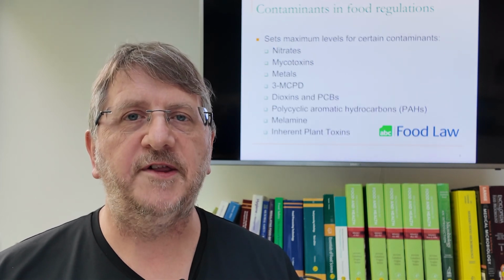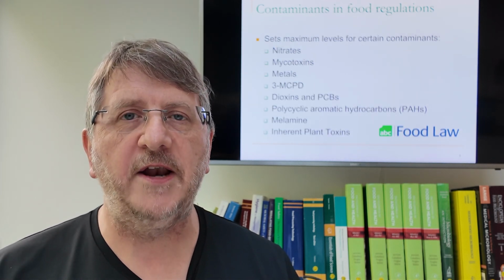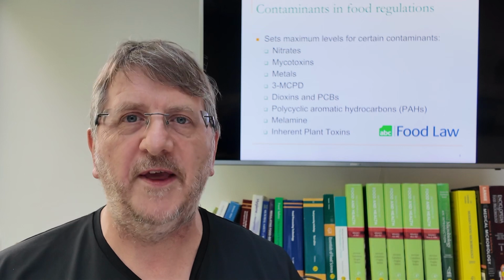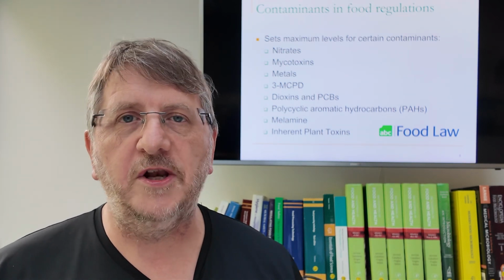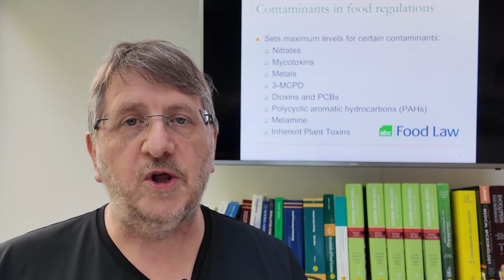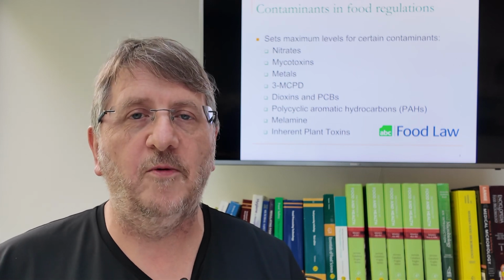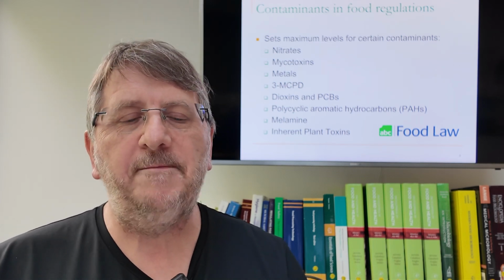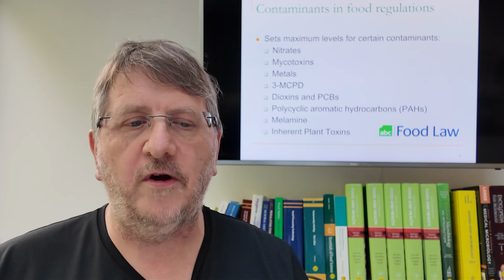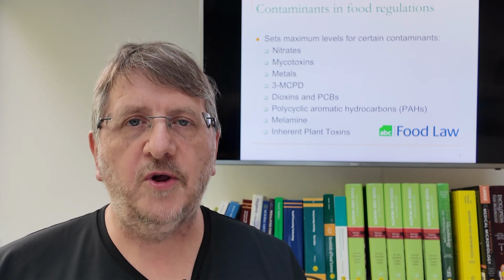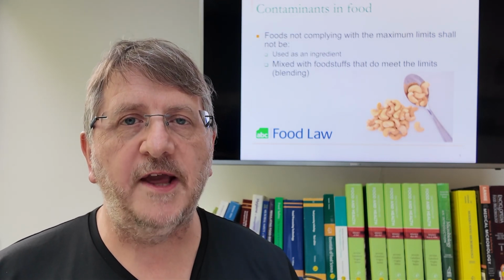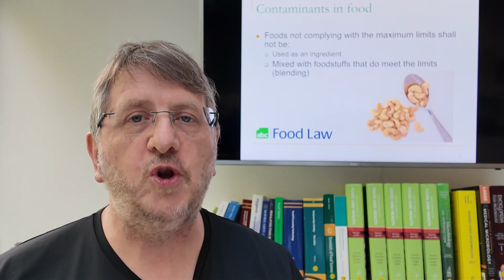What sorts of standards are set? In the regulations, we have set standards on things like nitrates, which is an agricultural contaminant. Nitrates might be present in things like lettuces, for example, come from fertilizers and whatnot. Mycotoxins, another agricultural one I've already talked about. Metals, which can be agricultural, can be industrial, it sort of can be all over the place, environmental. MCPD, dioxins, PAHs, that's polycyclic aromatic hydrocarbons, complex hydrocarbons. Melamine, inherent plant toxins. So, foods that have those contaminants exceeding the maximum level should not be used. They should not be used as ingredients.